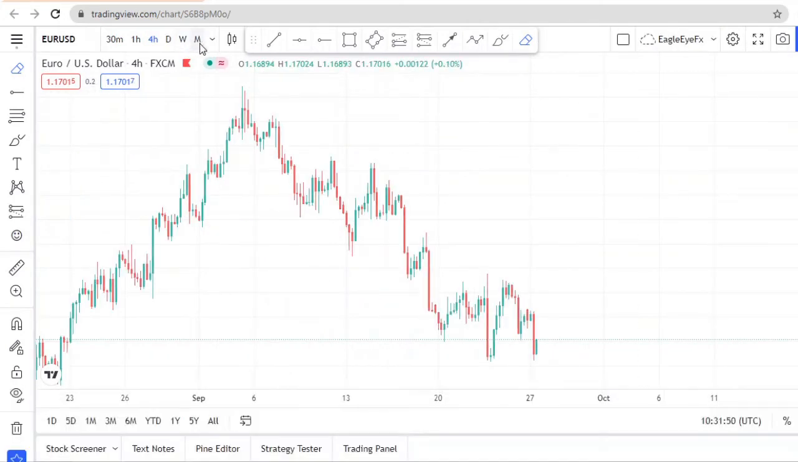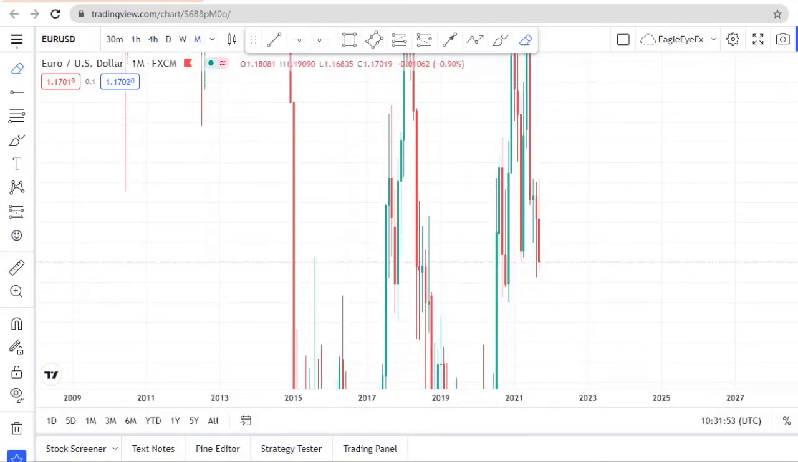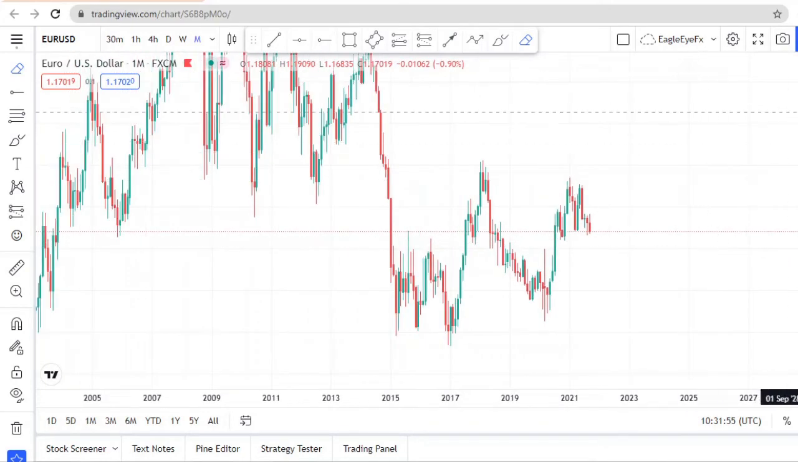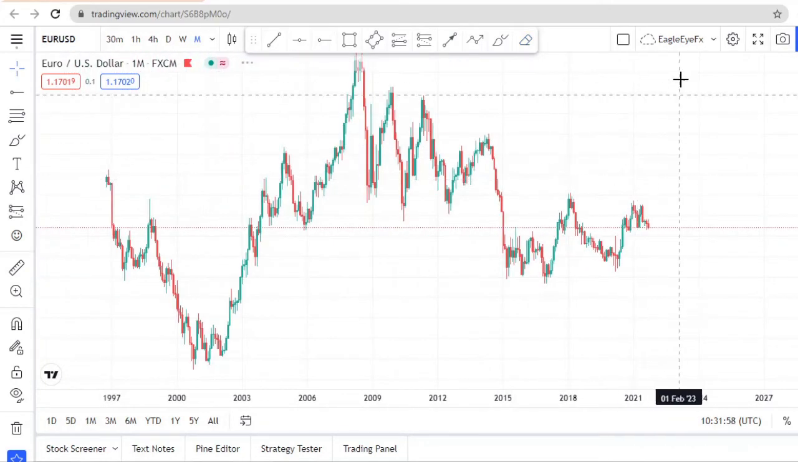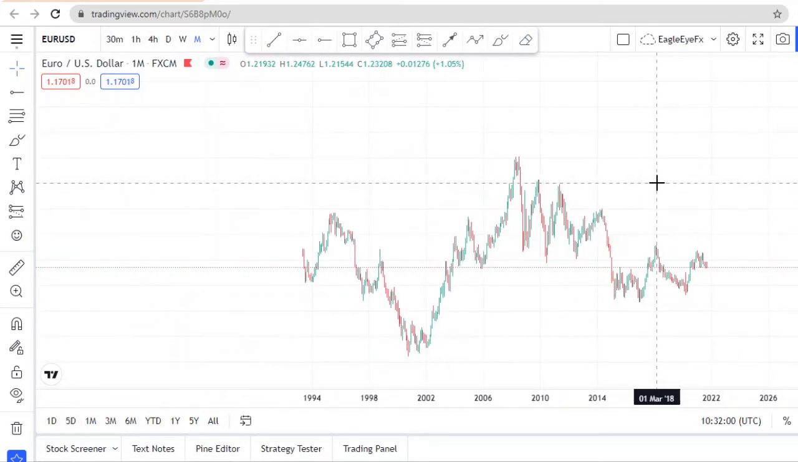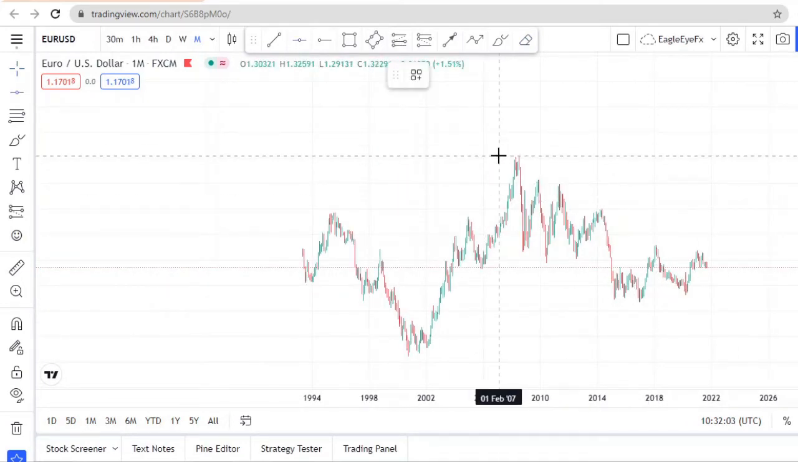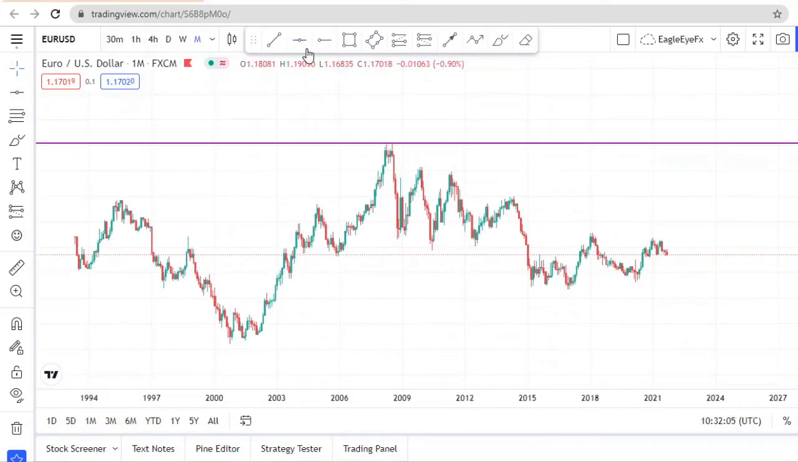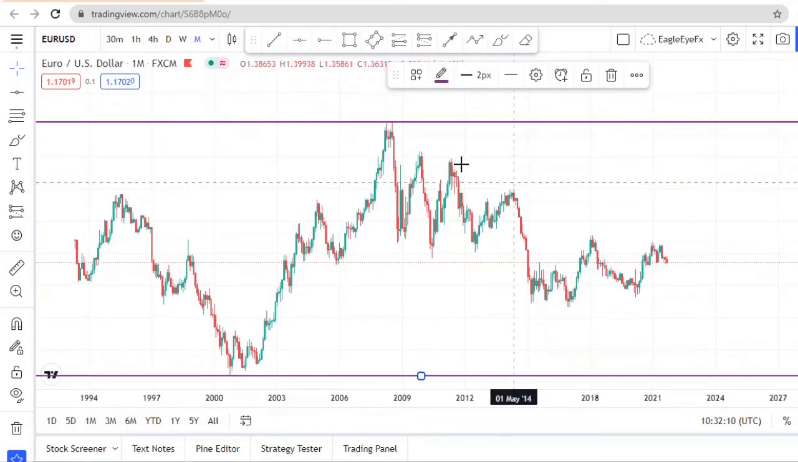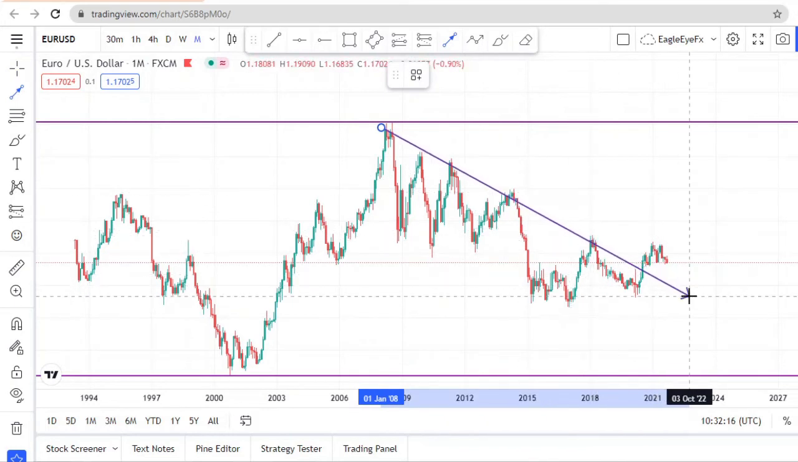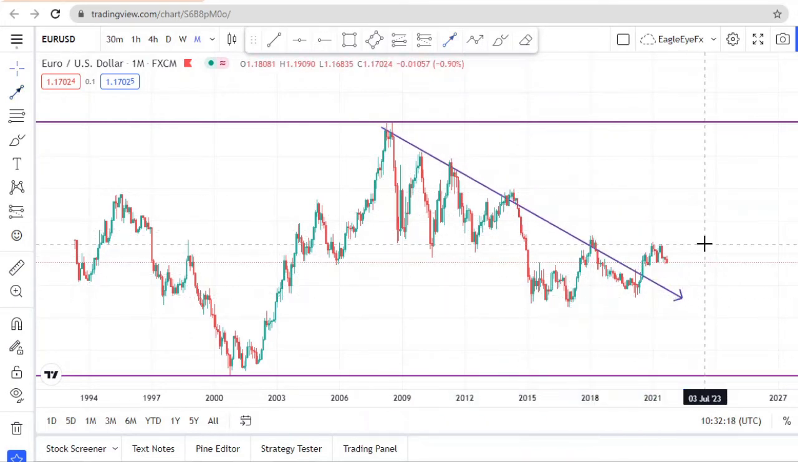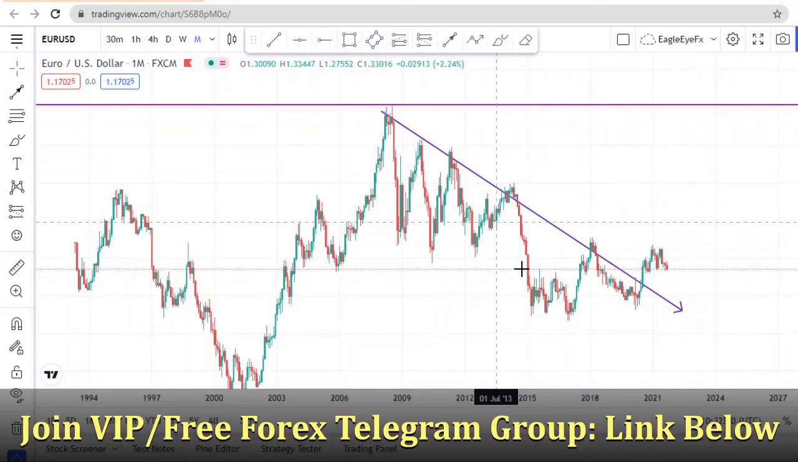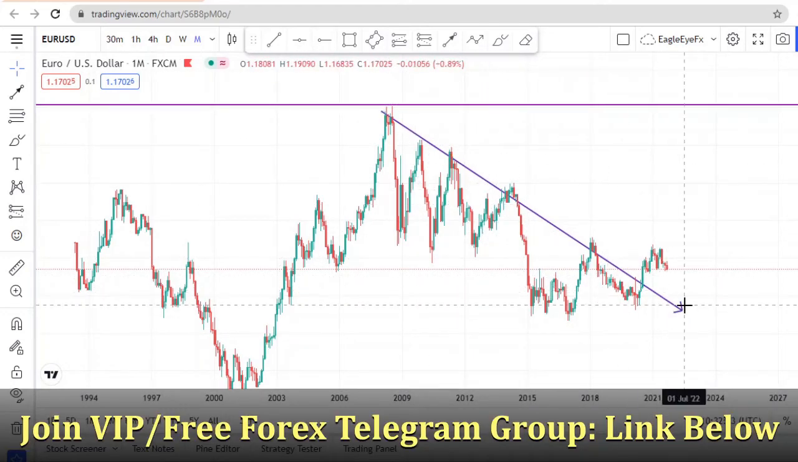So EURUSD, start from the monthly time frame, okay, and then as we continue going down further, right? So from the monthly time frame, I'll mark my highest, okay, then also I'll mark my lowest on the monthly time frame. Then already you can see that EURUSD is actually on a bearish trend. It's going down. Okay, let's carry on.